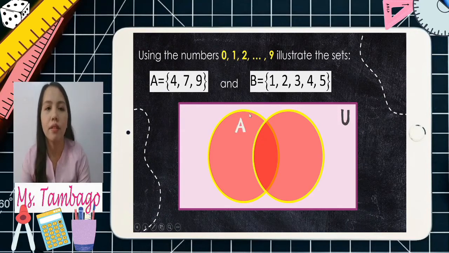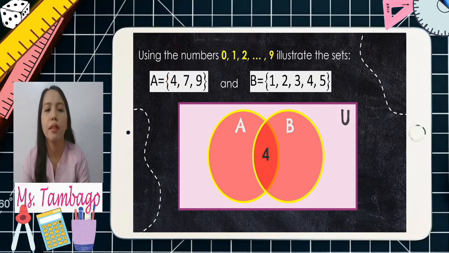Let's say first we have set A and then set B for the other circle. We have 4 in set A and we also have 4 as an element of set B. Therefore, we can write number 4 in the middle, in the overlapping portion, since they both have 4 as an element. Because we have the same element, which is 4.